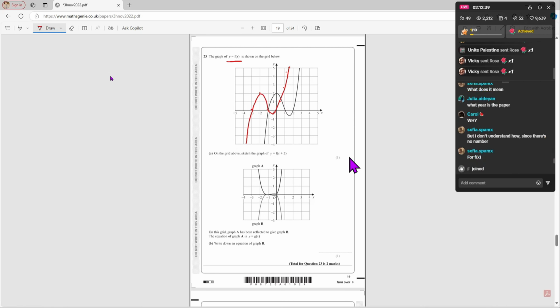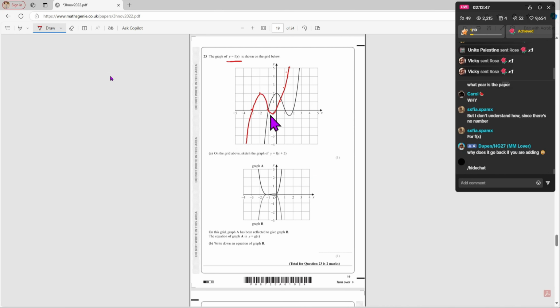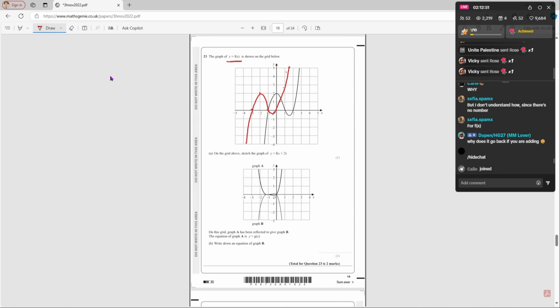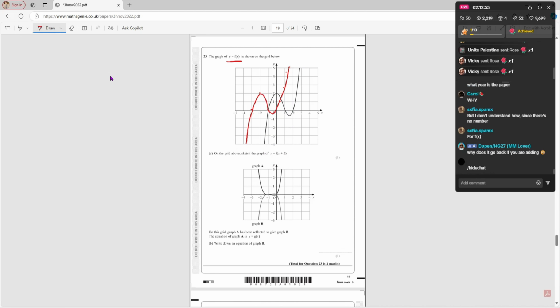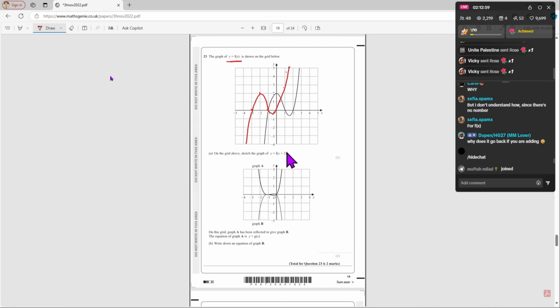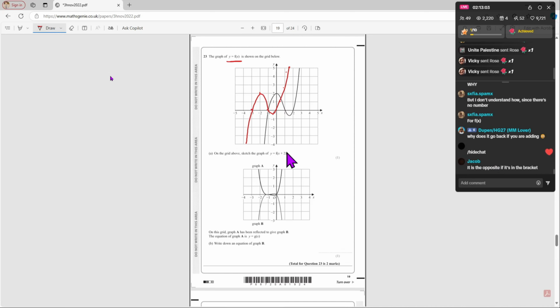So basically, why does it go back if you're adding? It's because it is in terms of x. This is the graph of x, okay? You want to work out what x plus 2 is going to be back, okay? This is how functions work. Do not ask me why are we moving backwards. I do not create functions, okay? You just need to know if you're adding, you're just going to move back.